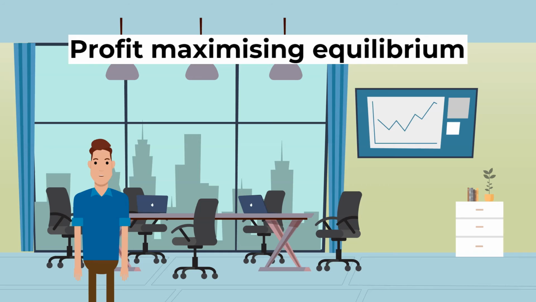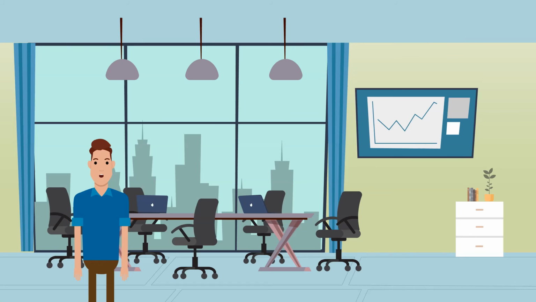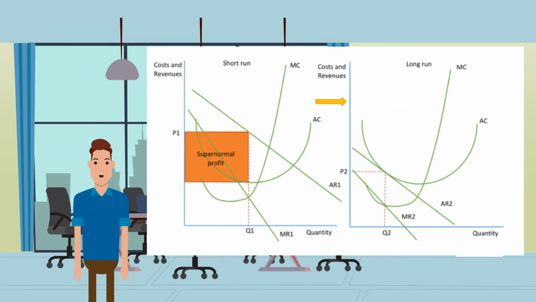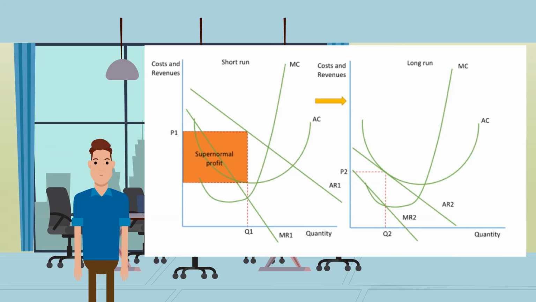What is the profit-maximizing equilibrium? In the short run, firms can make supernormal profits, losses, or normal profits. However, due to the lack of barriers to entry and exit, firms can only make normal profits in the long run. This is shown by the diagram. Firms are assumed to be short-run profit maximizers, producing at MC equals MR1 in the short run. As a result, they produce Q1 at price P1 and make a supernormal profit of the shaded area.